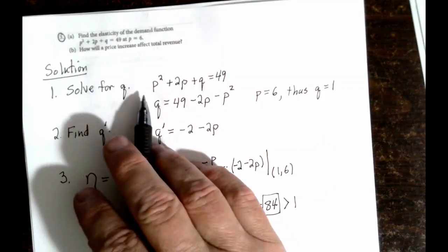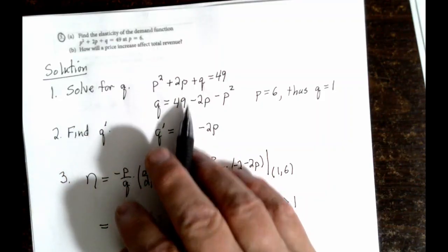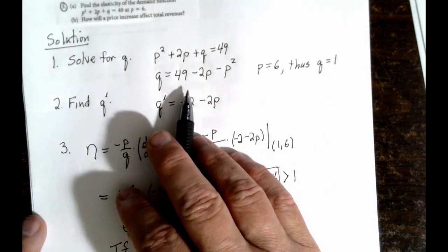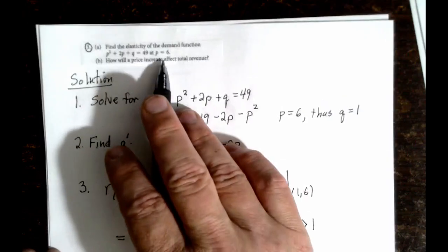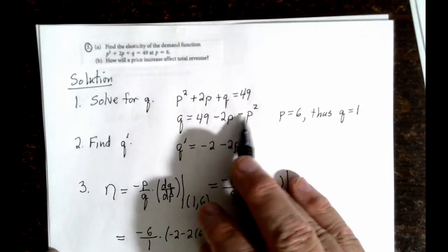All right, number 3, you take your demand and you solve it for Q. And since they give you P is 6, you can plug in 6 here and you can figure out what Q is.